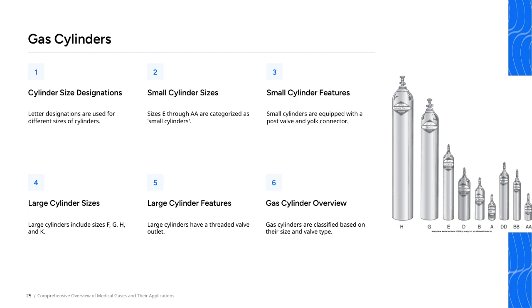On the other hand, small cylinders are equipped with a post valve and a yoke connector. This setup makes them more portable and easier to connect to various devices. When we talk about small cylinders, sizes E through AA fall into this category, so they are often used in situations where mobility and convenience are key.